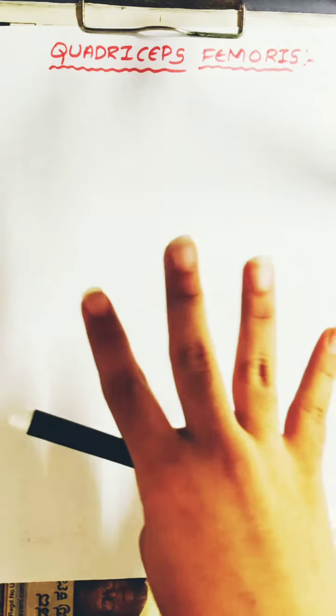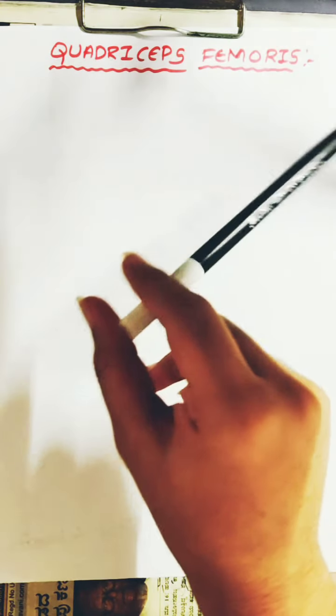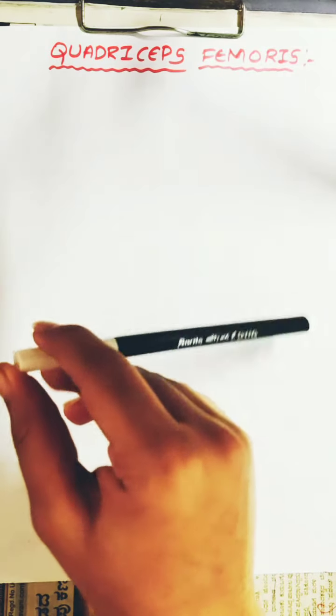Hey guys, I'll be teaching about the quadriceps femoris muscle. Quadri means four, so there are four main muscles involved in the femoral area. There are four muscles involved in the front aspects of the thigh. Before going to this, we'll see about the fascial compartments of the thigh.